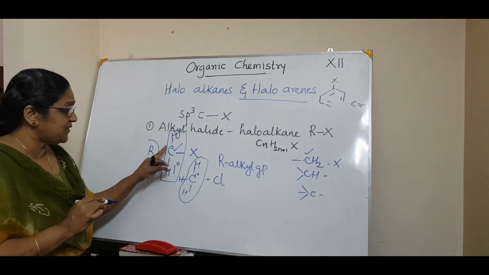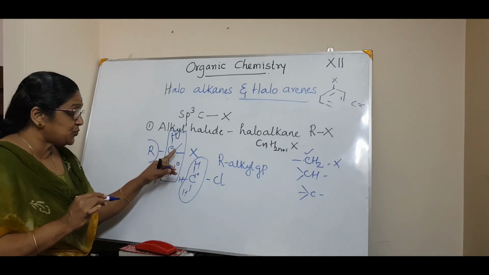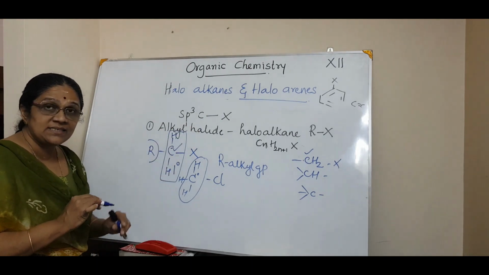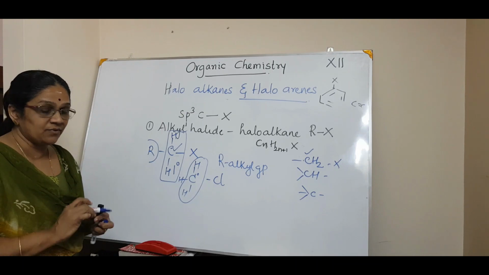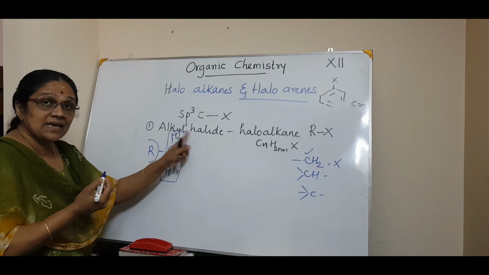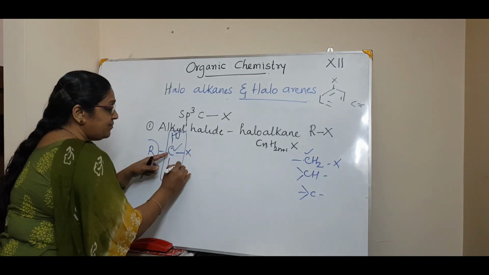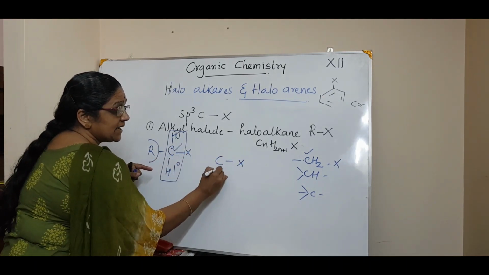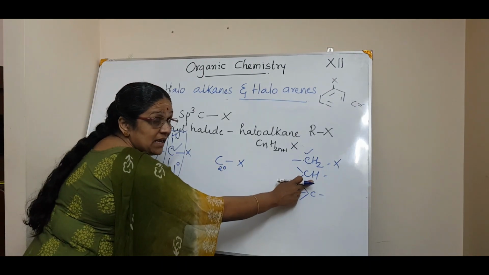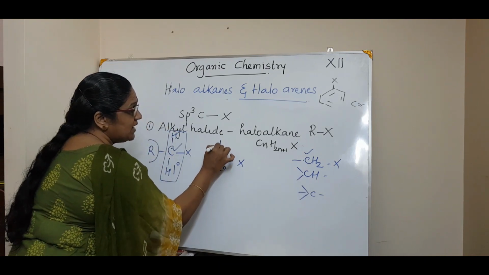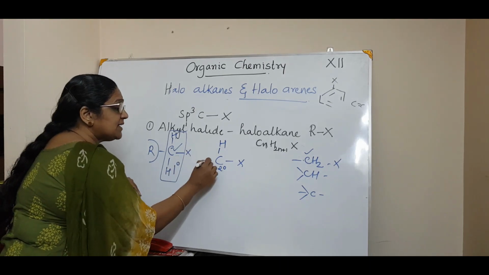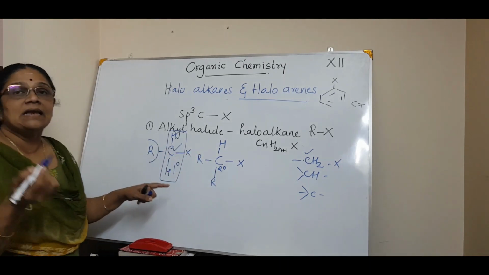So the first classification is the halogen atom attached to a primary carbon atom, and this carbon atom is in an sp3 hybridized state. Is it clear? Now the second classification in this alkyl halide is the halogen atom attached to a secondary carbon atom. What will be a secondary carbon atom? It contains a CH group. See, one valency contains an H and the other can be R, any alkyl group.